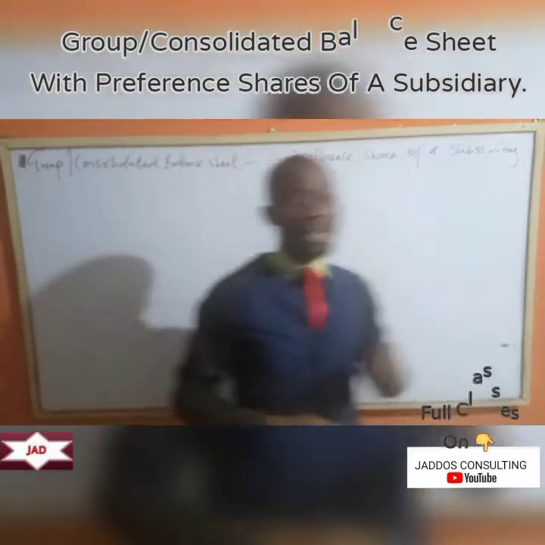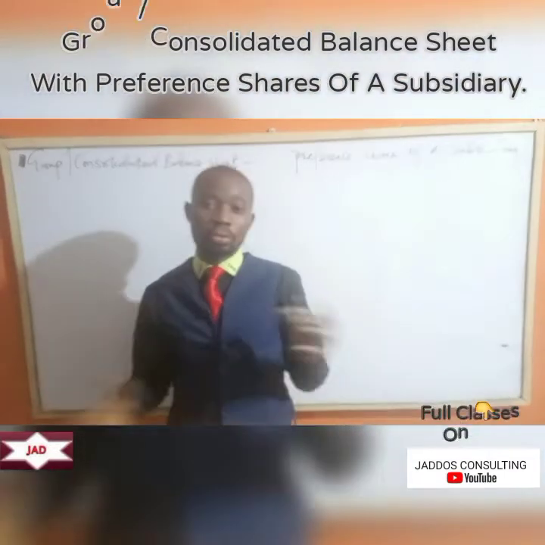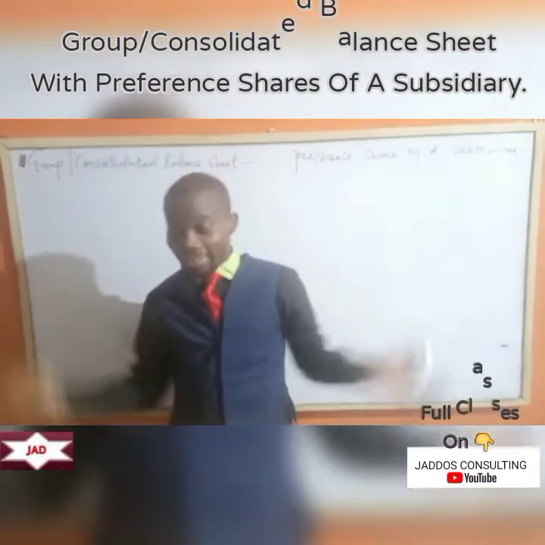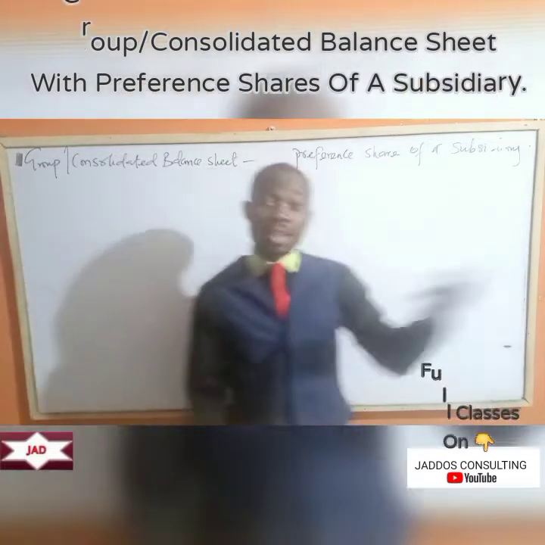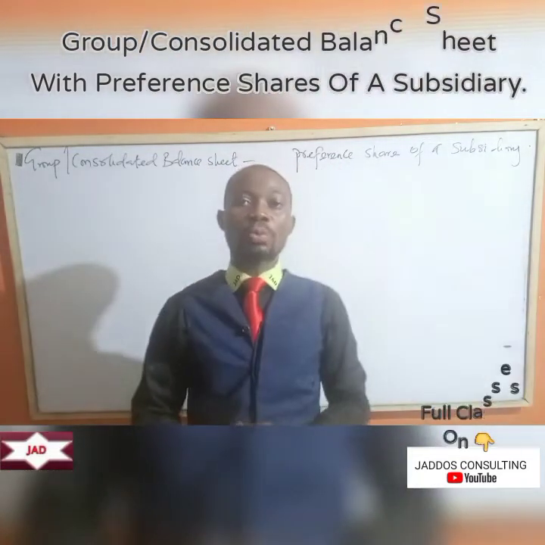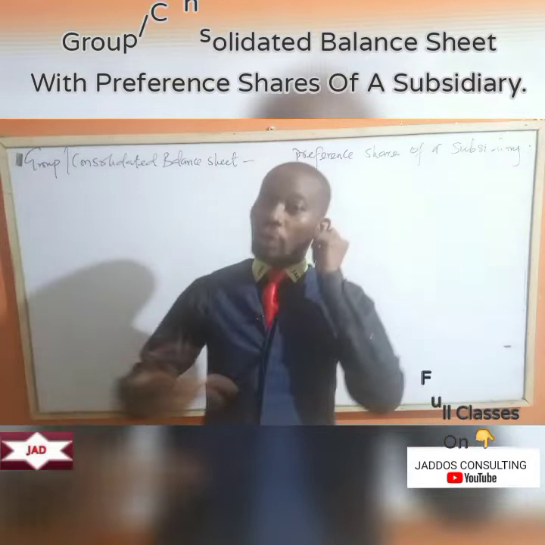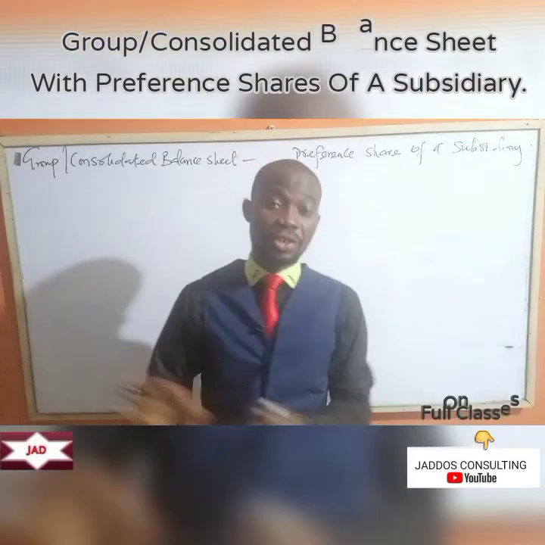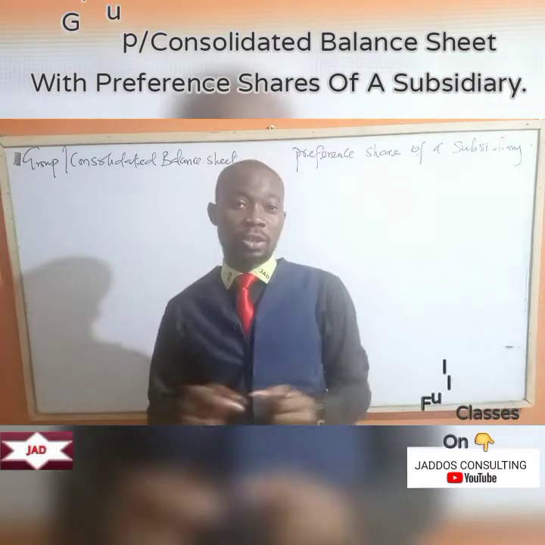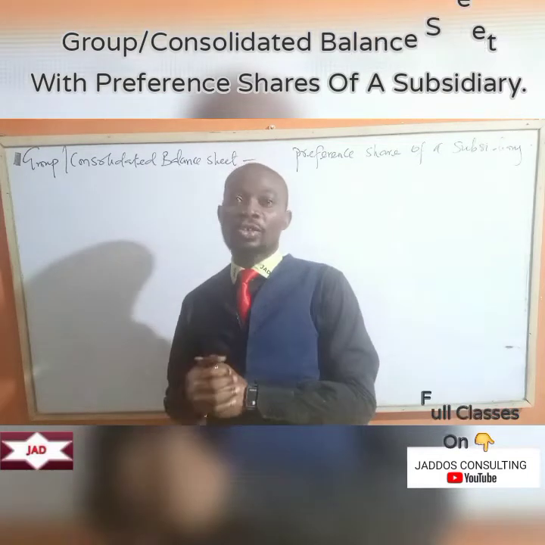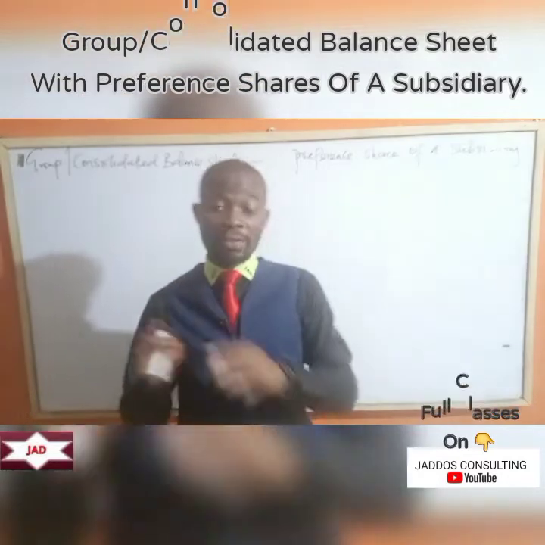Now, I believe that at this level, you understand what the preference share is, okay? In other classes, it's been a series of various subtopics under the group or consolidated balance sheet, right? And then we've been talking about ordinary shares, basically. Of course, I know that you understand what ordinary shares means, right? That's more like equity ownership in the business, right? But there's also another class of shares we call preference shares. So I believe at this level you understand what a preference share is.